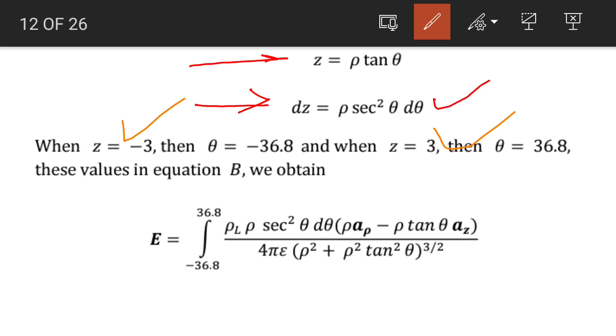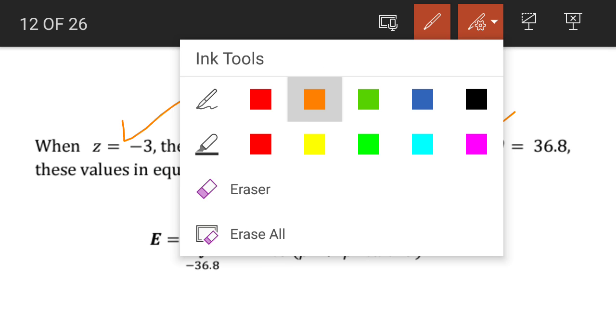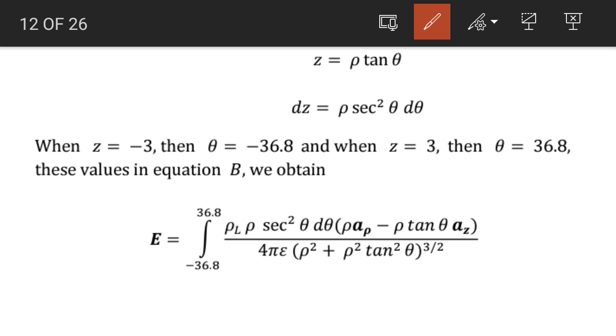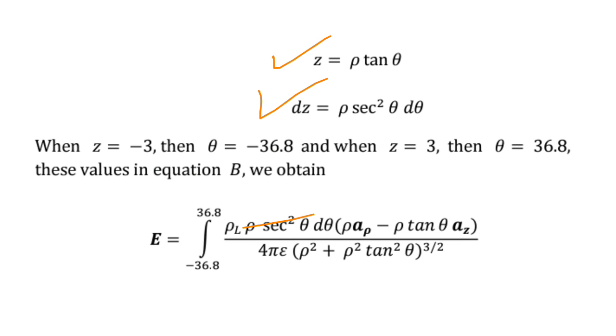So we put the value of z and dz in this particular equation.